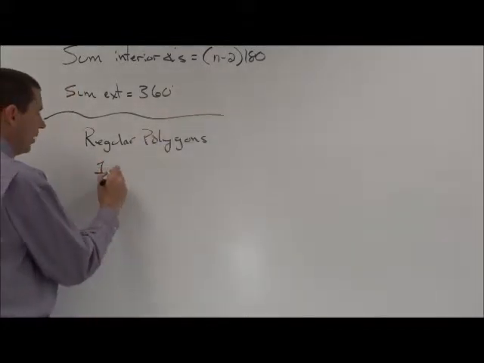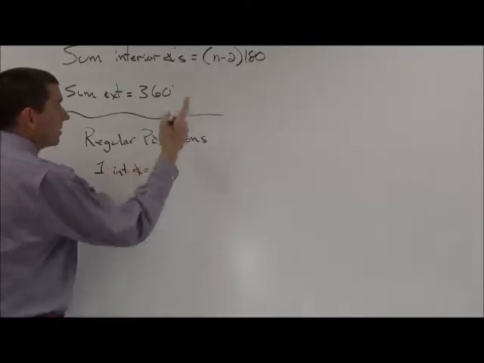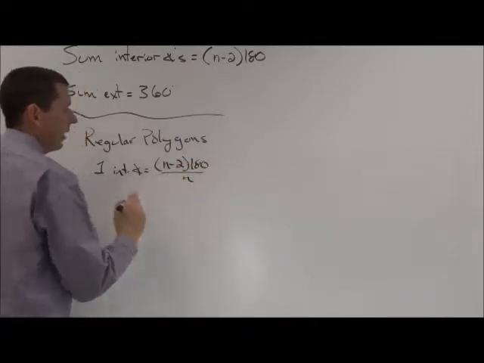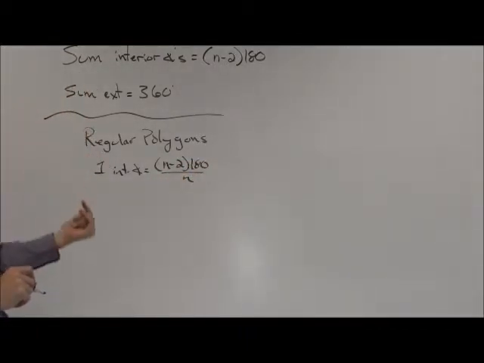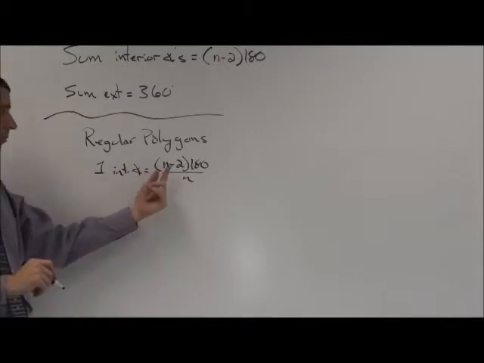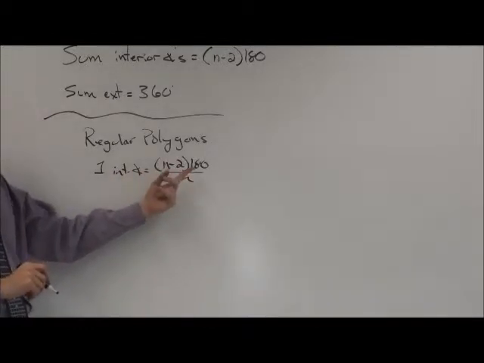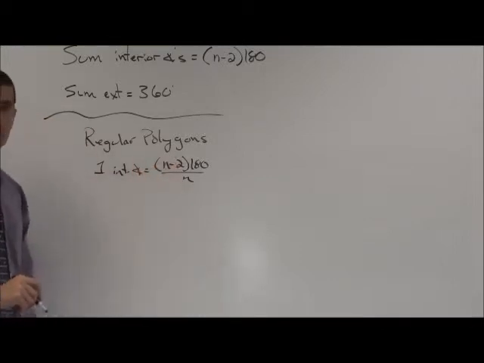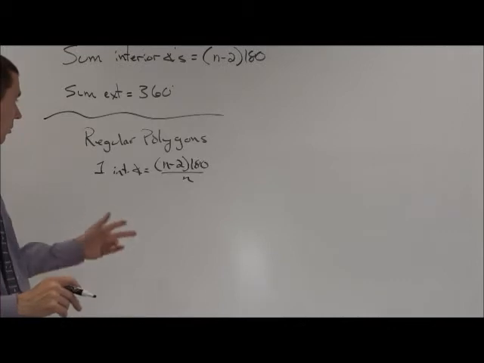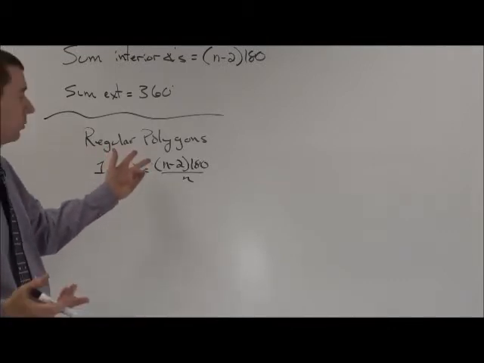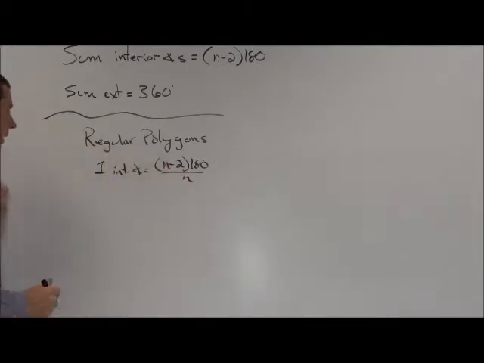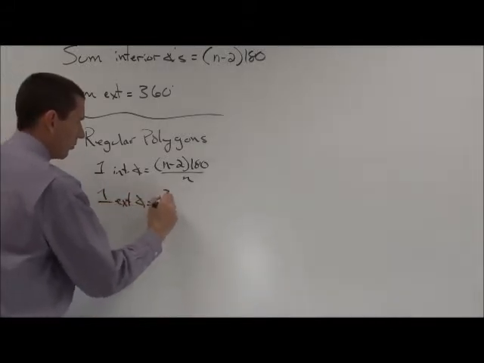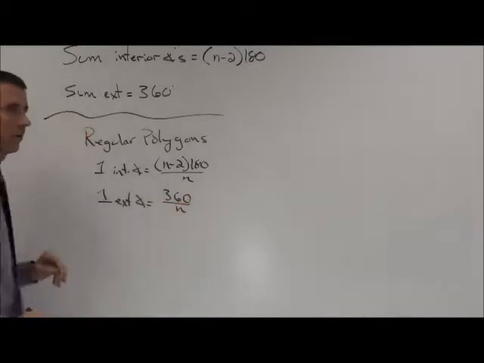So if I said, what's one interior angle? It's this formula, n minus 2 times 180 divided by n, gives us one of those, and again, they're all equal. So if it was a quadrilateral, it would be 4 minus 2, which is 2, times 180, which is 360, divided by 4, which is 90. All the angles in an equilateral, equiangular quadrilateral, which hence is a square, would be 90. Now if I wanted one exterior angle, that's equal to 360 over n.